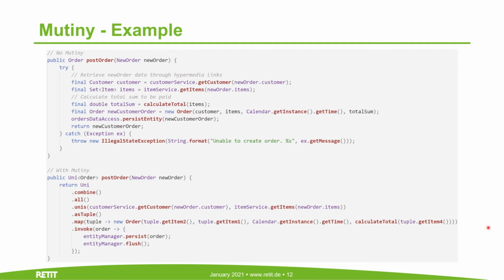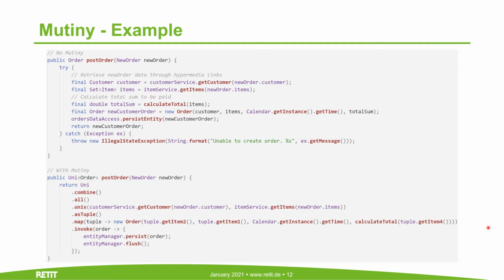So taking a look at the service layer, we'll compare a service method with and without Mutiny. The version without Mutiny should be self-explanatory. You retrieve values sequentially from external services. You calculate the sum before creating and persisting the entity. You also catch an exception that might occur.